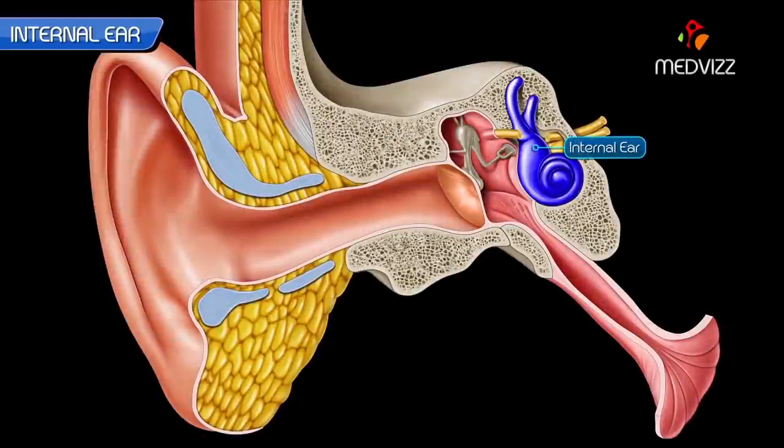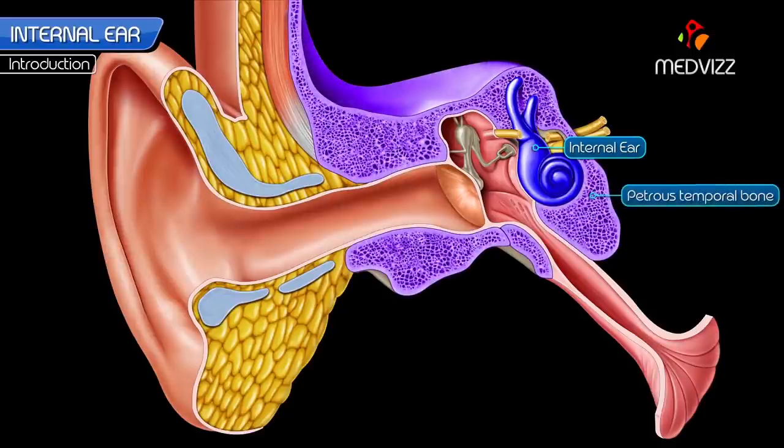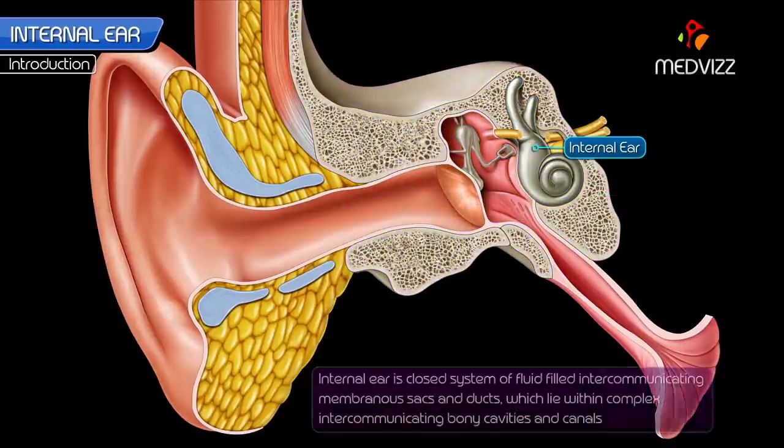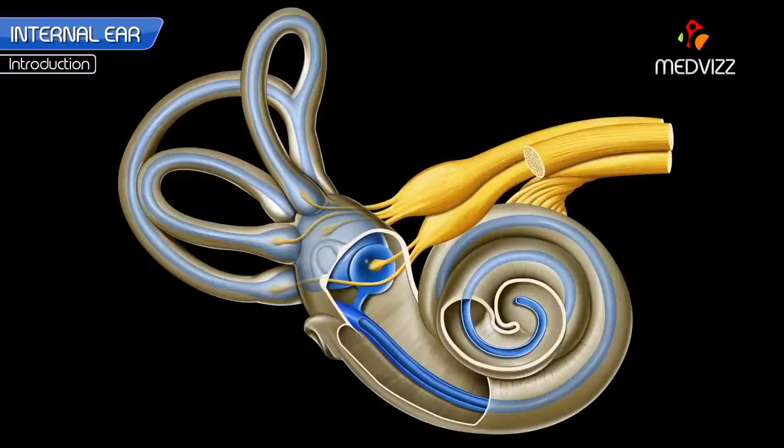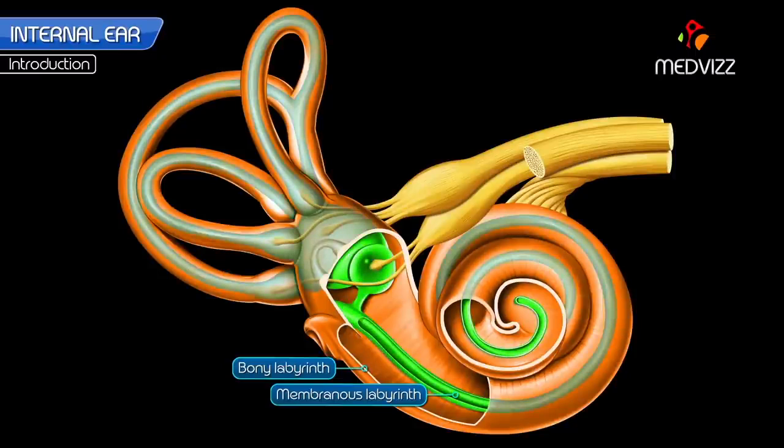Internal ear. The internal ear is situated in the petrous part of the temporal bone, deep to the tympanic cavity. It is basically a closed system of fluid-filled intercommunicating membranous sacs and ducts which lie within complex intercommunicating bony cavities and canals. It consists of two parts, an outer bony labyrinth and an inner membranous labyrinth.